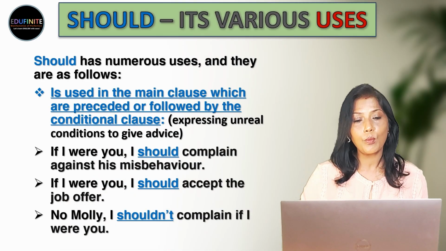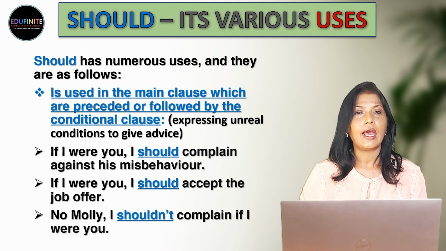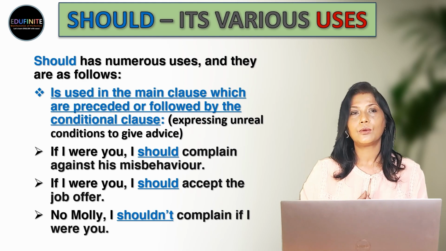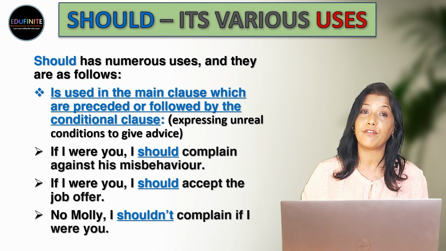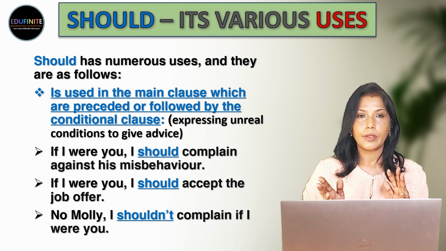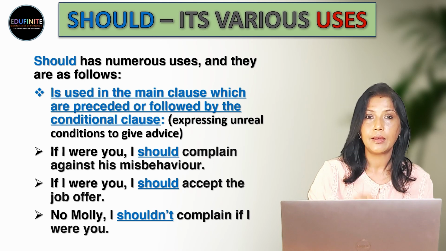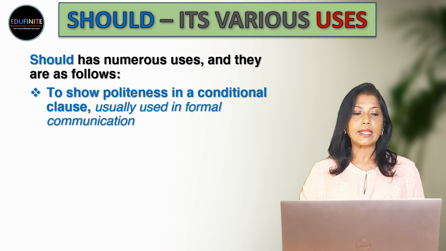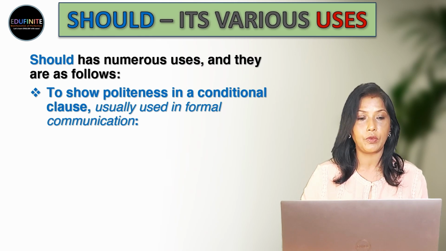The next sentence is, no, Molly, I shouldn't complain if I were you. So maybe Molly is very finicky and she's always picky, no, I don't like this, I don't like that, and she's always complaining. So I try to give advice to Molly and tell her, no, Molly, I shouldn't complain if I were you. So if I were you, it's either preceding, or if it's after the main clause, we use should in the main clause.